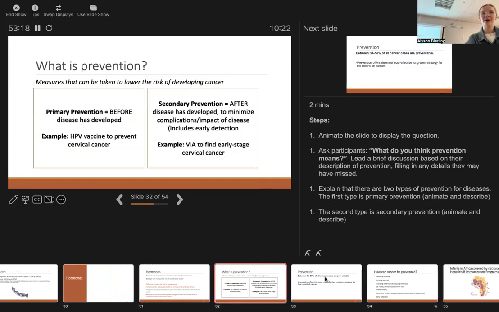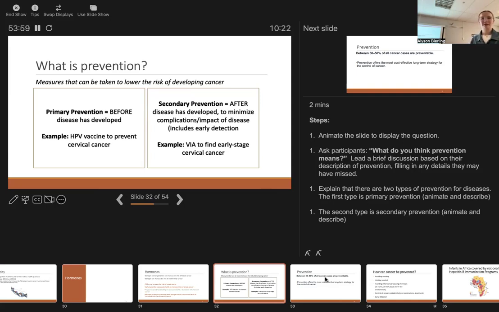All right. So now that we know all of the risk factors for cancer, we can talk about prevention. Prevention can be summarized as any measure that can be taken to lower the risk of developing cancer. We can divide preventative strategies into two groups: primary prevention and secondary prevention. Primary prevention are strategies that we do before the cancer has developed. An example of that is the HPV vaccine to prevent cervical cancer, okay?